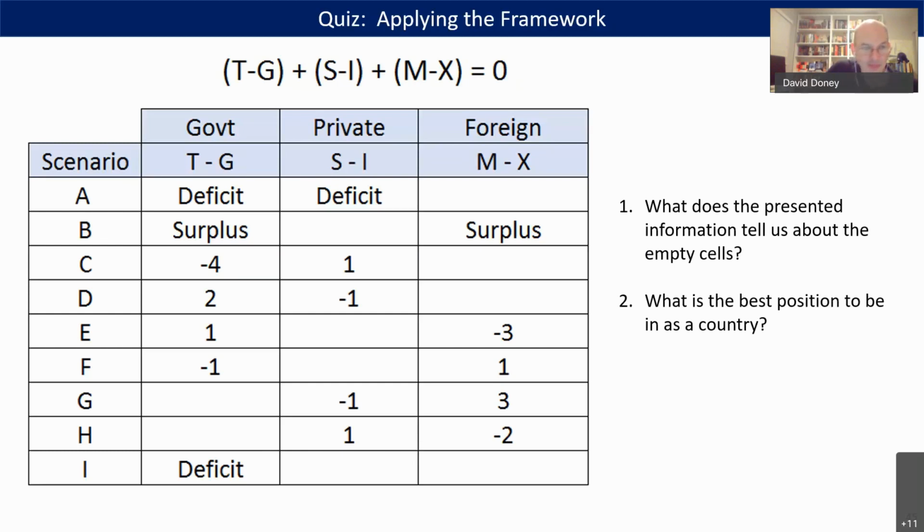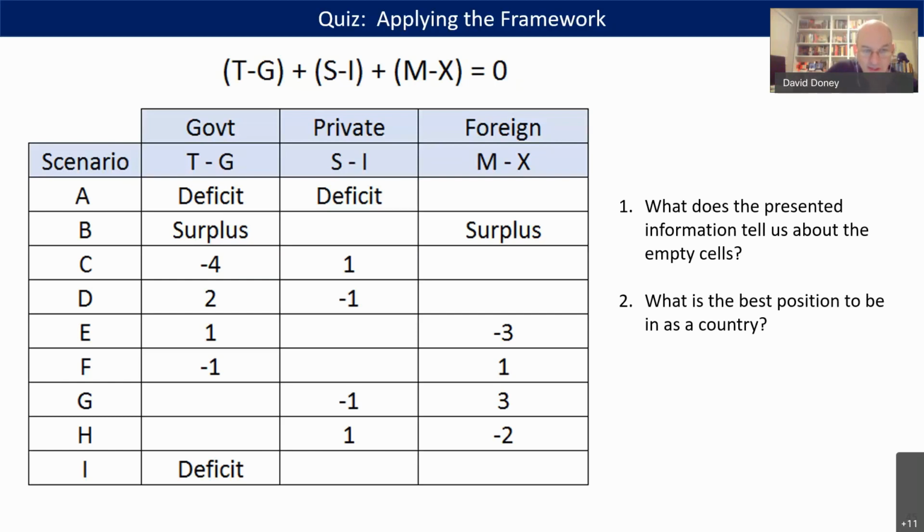Minus 2. Yes, minus 2. Correct. We've got private at 1, foreign at minus 2. What's government? Plus 1. Must be plus 1, because plus 1, 1, and minus 2 add to 0. And the last one is a trick question.